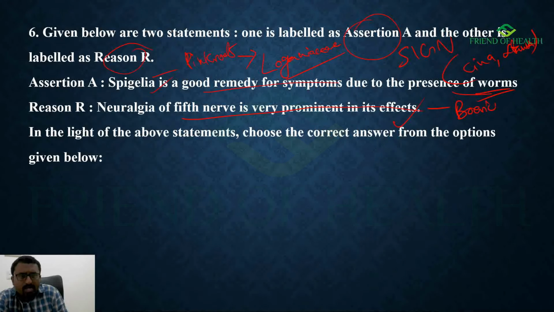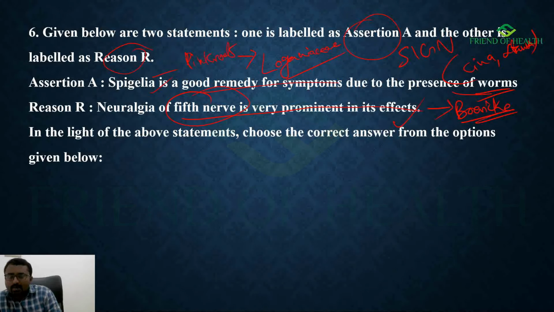That's why I told you the importance of reading all the Allen's keynote remedies simultaneously from Boericke and Clarke for the AIAPGET or the UPSC upcoming exams. So Boericke, Clarke, Allen's keynote, all three should go hand in hand simultaneously. So neuralgia of fifth nerve we cannot find in the keynote in exactly this same sentence, but in Boericke we can see. And what else we can see, not only in Boericke, in the keynote also, prosopalgia.